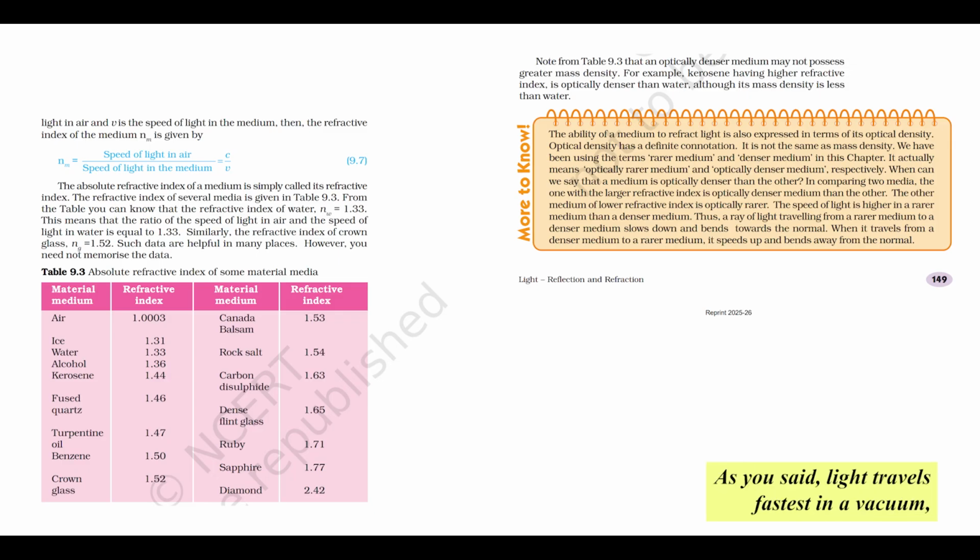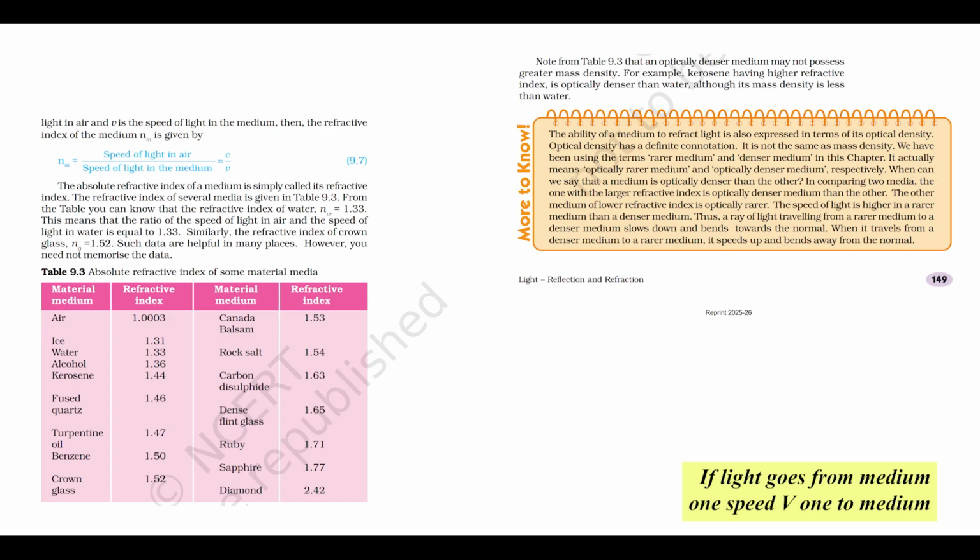As we said, light travels fastest in a vacuum. We call this speed c, about 3 × 10^8 meters per second. In air, it's almost as fast, but in denser materials like water or glass, it slows down considerably. This change in speed is what the refractive index quantifies. We define refractive index in two main ways. First, relative refractive index.